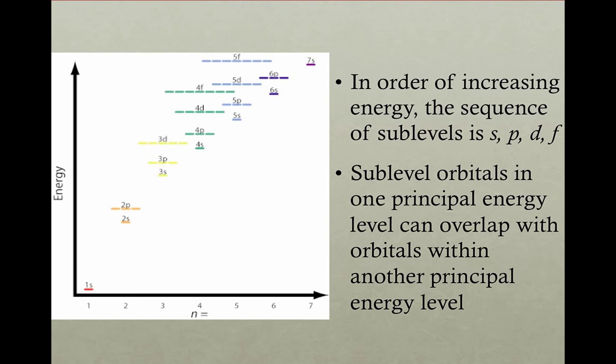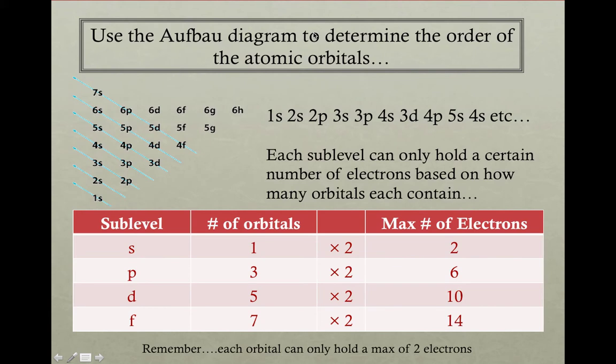Sublevel orbitals in one principal energy level can actually overlap, and that's how you get the fill order being a little off. So you look here. This is all the same quantum number. We have 5s, 5p, 4d. But you can see the 4d and the 6s actually overlap here a little bit.